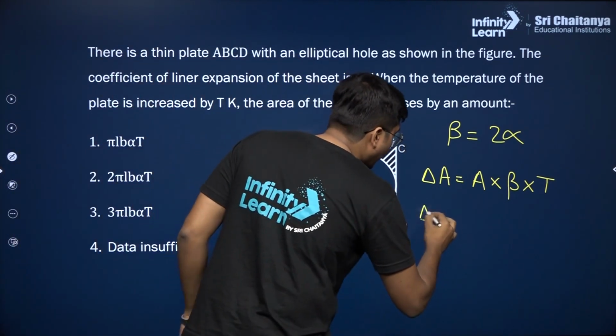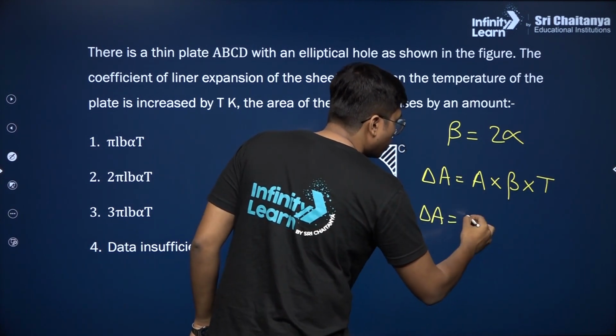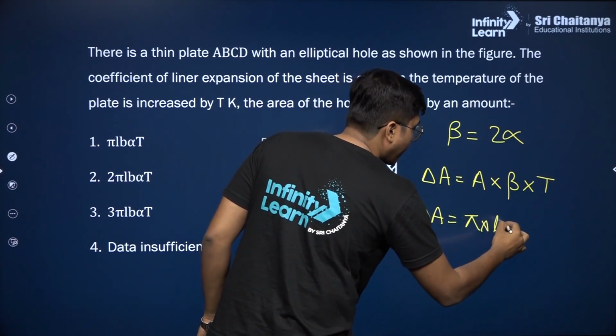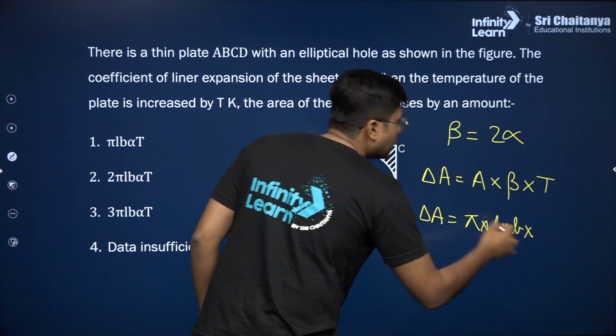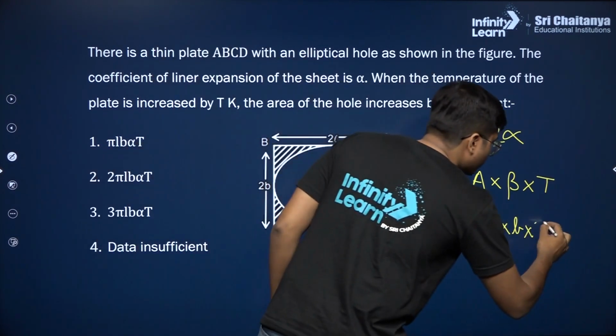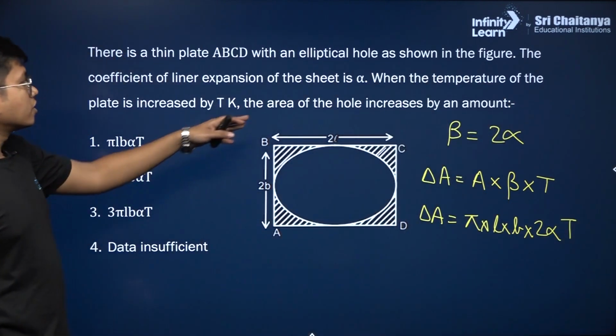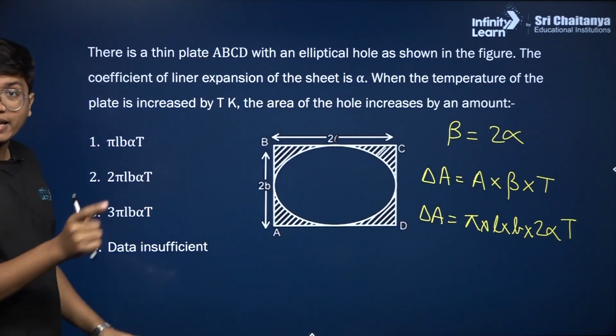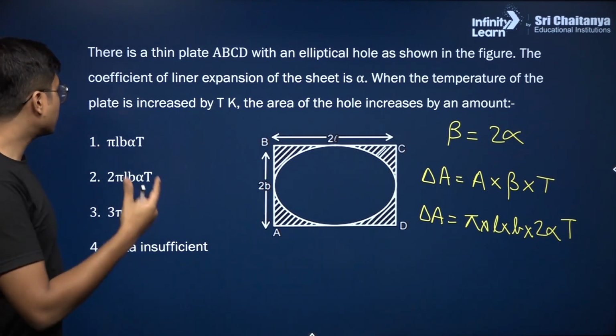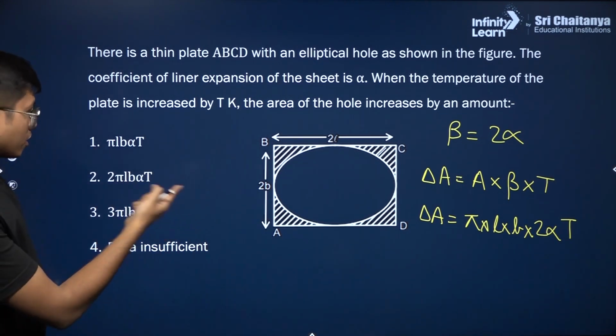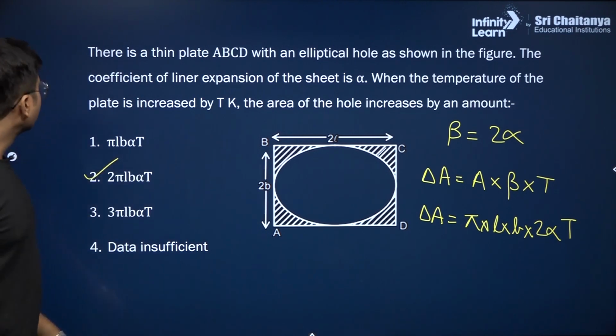So my delta A becomes equal to pi into L into B. Beta is my 2 alpha, and here we have the T. So that is my change in area, that is, the area increases by an amount delta A, not the new area. They want the delta A, the change in area. So that is going by here, option 2.